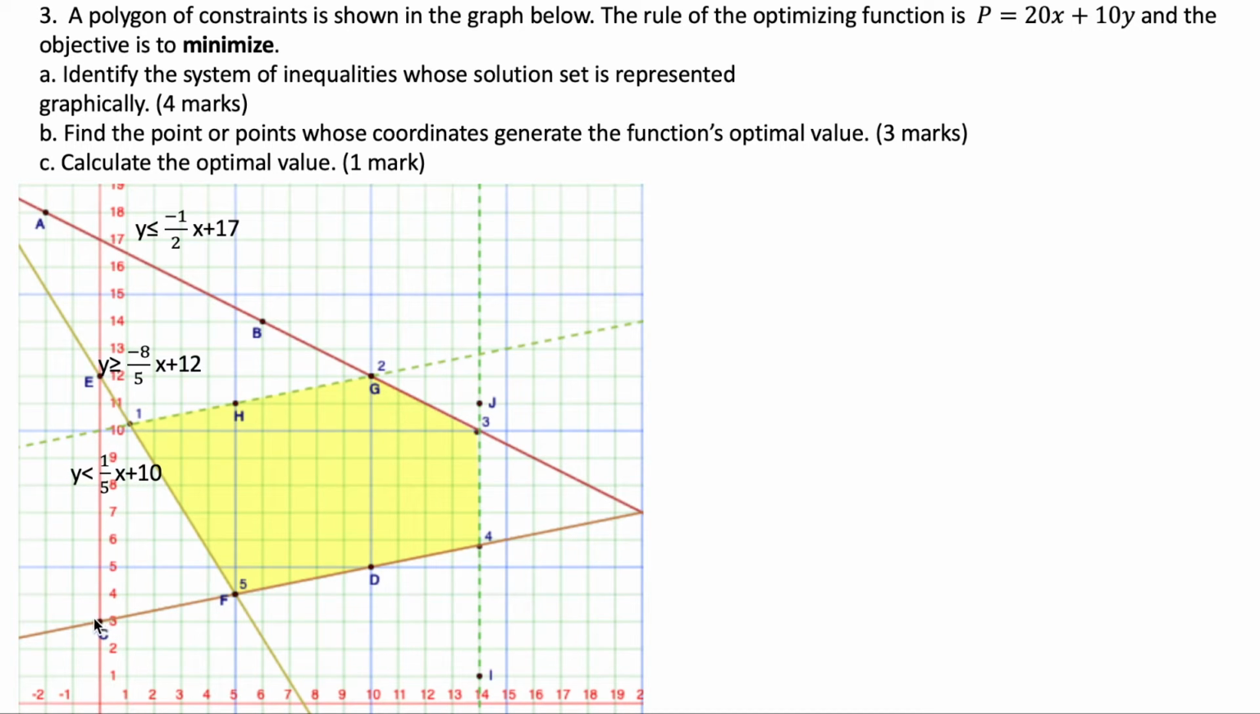This one down here, the b value is 3. The slope, once again, is going to be 1/5. Our delta x is 5, our delta y is 1, so 1 over 5. It's solid, and we're shading above, so it's greater than. y is greater than or equal to 1/5 x plus 3.